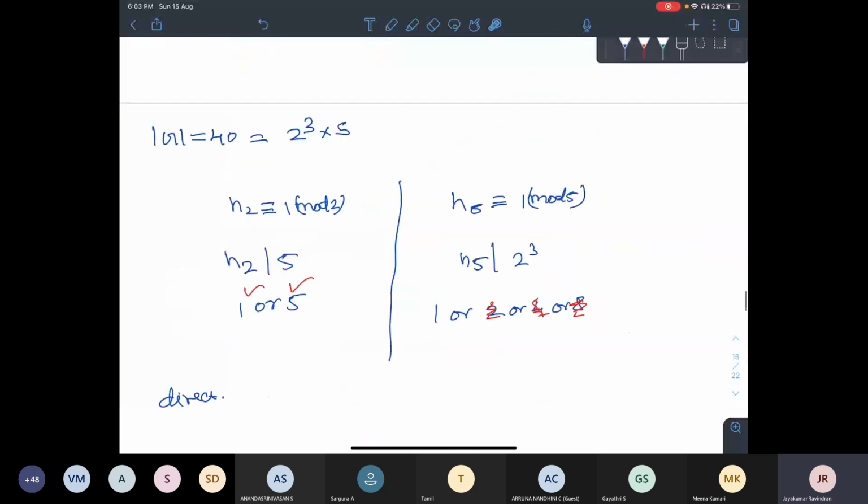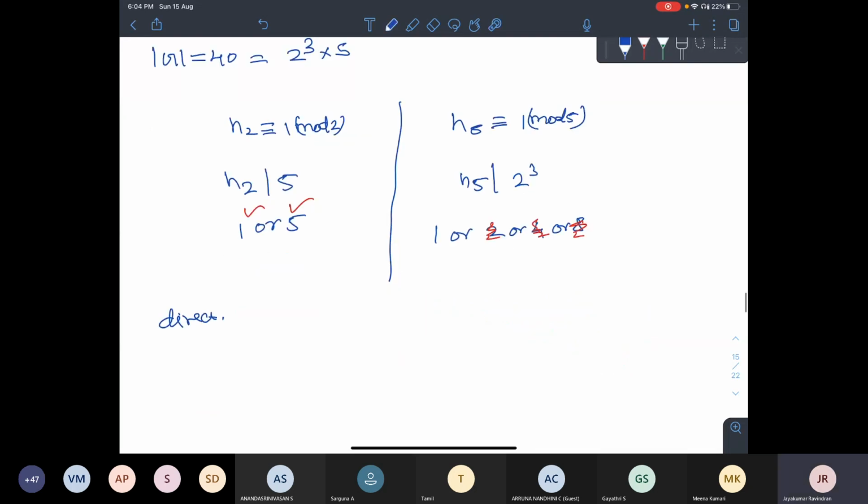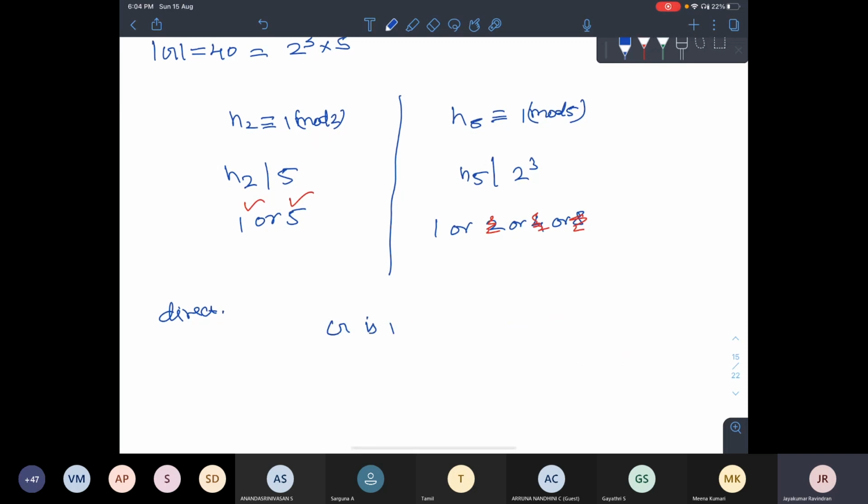Okay, let us deal with 40. 40 is 2 cube into 5. 2 cube is 8, and 8 into 5 is 40. N2 is congruent to 1 mod 2, and N2 divides 5, so N2 is 1 or 5. Both are possible. N5 is congruent to 1 mod 5 and divides 8, so N5 is 1, 2, 4 or 8. 2 is not possible, 4 minus 1 is 3 which is not divisible by 5, 8 minus 1 is 7 which is not divisible by 5. So there is only one. This is quite direct. So G is not simple.